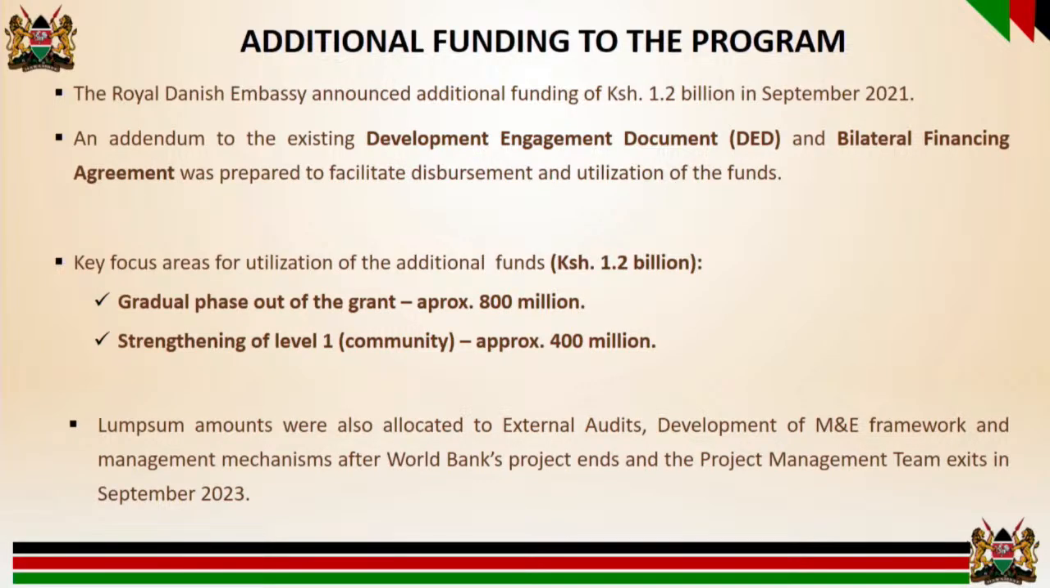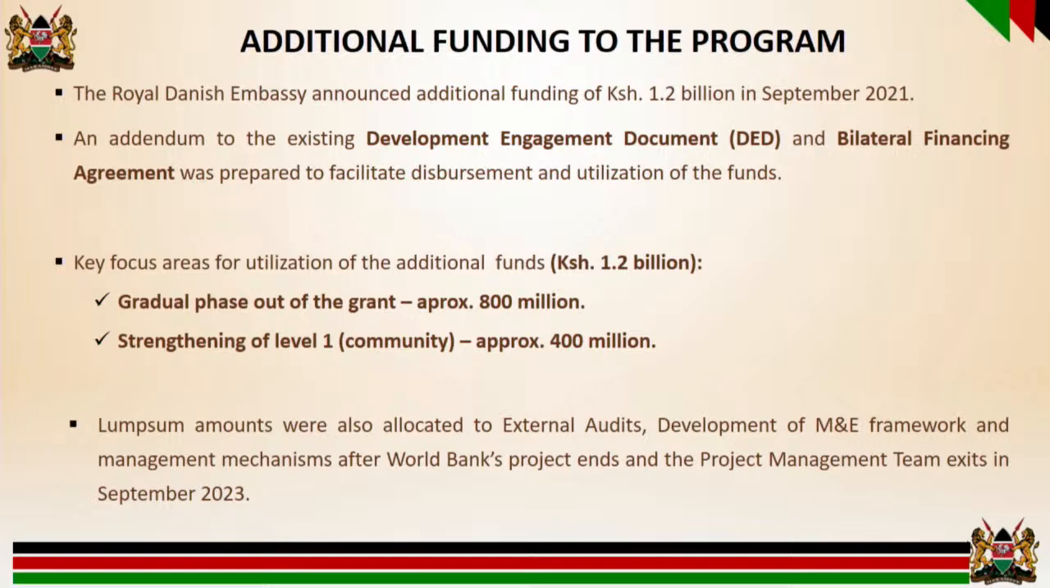So just a bit of history. In September 2021, we had additional funding to the grant. I had said initially that the grant was worth around 2.4 billion Kenya shillings, but we had 1.2 billion added to the grant. Through different meetings between COG, MOH, and the counties, we were able to decide that this additional funding of 1.2 billion will be used in this way: 800 million towards having a more gradual phase out of the grant, with 400 million going towards strengthening level 1.